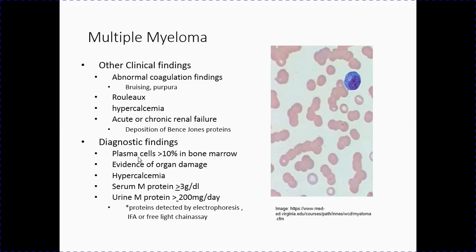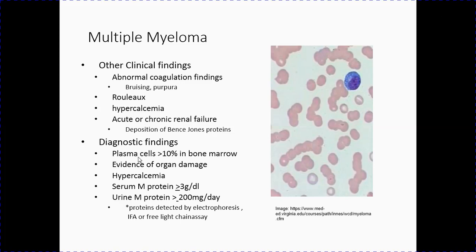Other clinical findings that we can expect to see in patients with multiple myeloma: sometimes they end up with coagulopathies. The high level of monoclonal proteins produces hyperviscous blood that interferes with those inactive circulating coagulation factors, leading to things like bruising and purpura, those tiny microhemorrhages. So abnormal coagulation findings are associated with multiple myeloma.